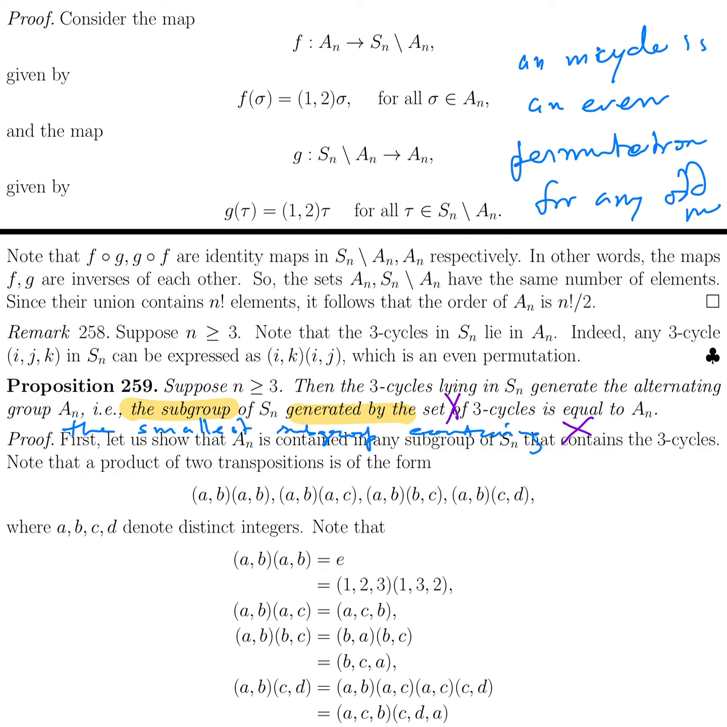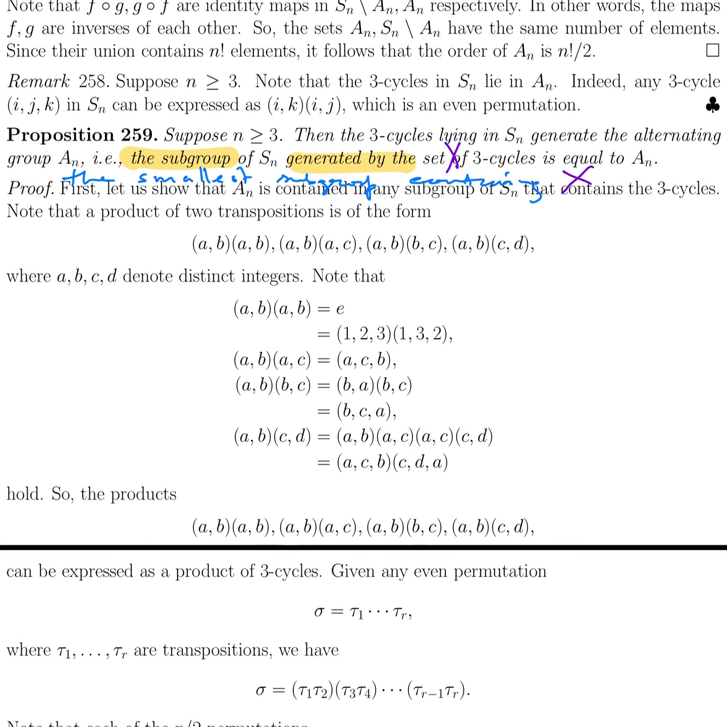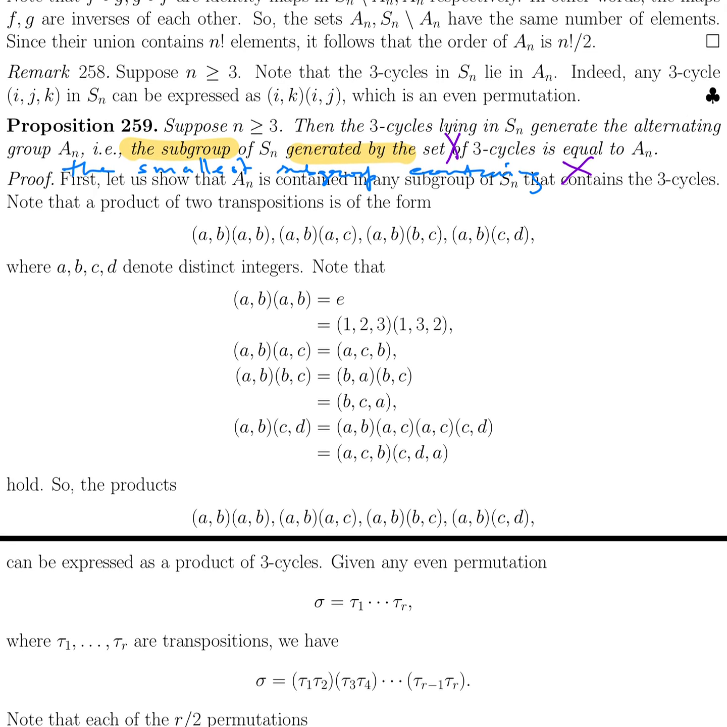Of course, to show that two sets A and B are equal, we need to show A is contained inside B and B is contained inside A. Here one of these inclusions is straightforward. So let's focus on the inclusion for which you need to work a bit. Let us show that An is contained inside any subgroup of An that contains the 3 cycles. In that case An will also be contained inside the smallest subgroup containing the set of 3 cycles.